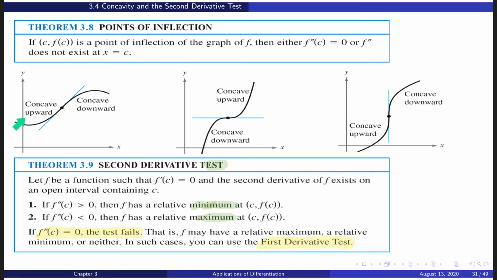Concave up, the second derivative is positive. Concave down, the second derivative is negative. So at some point, the second derivative has to either equal 0 or not exist. Notice that the first derivative doesn't have to equal 0. The slope of the tangent line here is not 0.